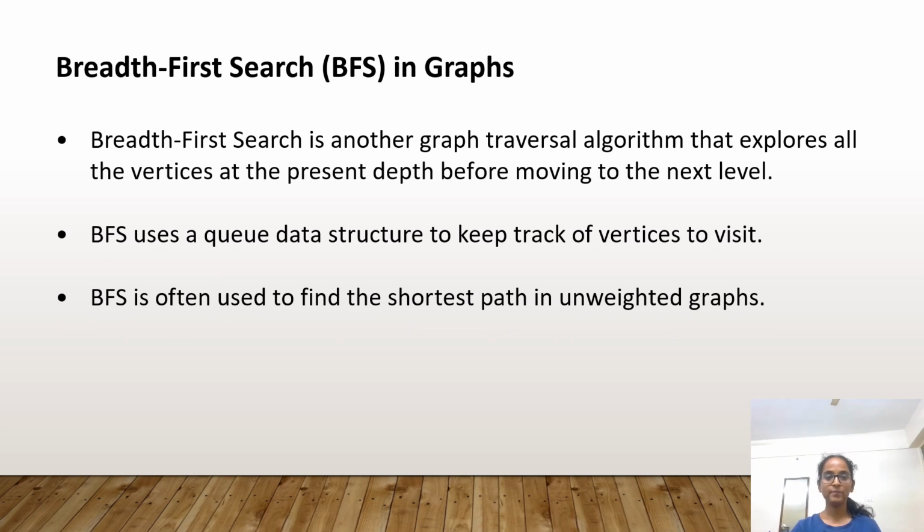And second is the breadth first search, BFS, in graphs. Breadth first search is another graph traversal algorithm that explores all the vertices at the present depth before moving to the next level, where BFS uses a queue data structure to keep track of vertices to visit. BFS is often used to find the shortest path in unweighted graphs.